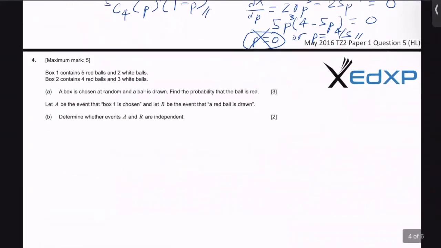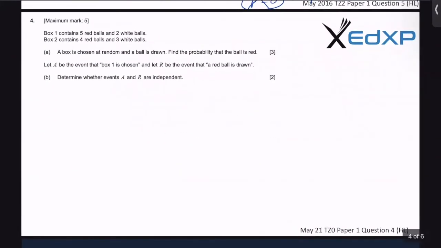This question came out very recently in the May 2021 November paper, paper 1, question 4 in the HL examinations. So let's go right in. Question 4, for 5 marks, we have box 1, which contains 5 red and 2 white balls, so total 7 balls.